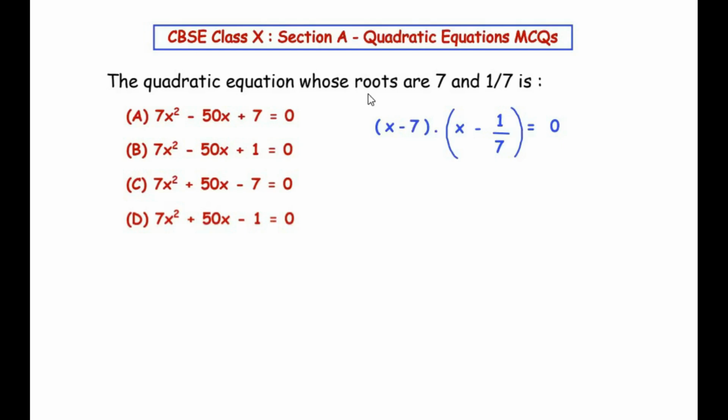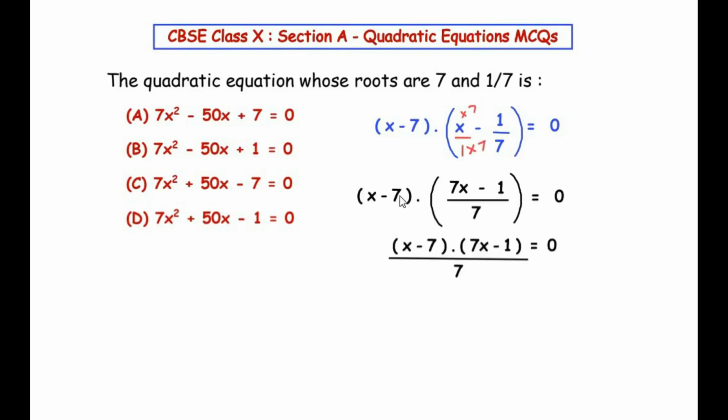Now once we have written the roots in the form of factors, let us look at the second factor and try to get a common denominator. So here x minus 1 over 7, this x becomes x over 1. Now we are going to get a common denominator by multiplying the numerator by 7 and the denominator also by 7. So we get x minus 7 times 7x minus 1 over a common denominator 7 is equal to 0.